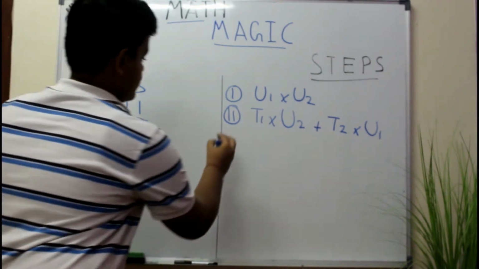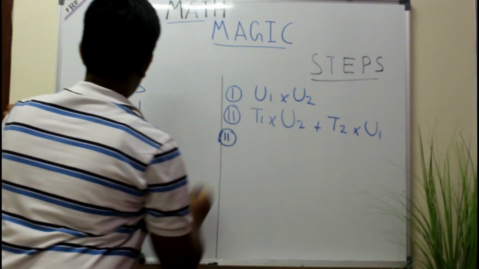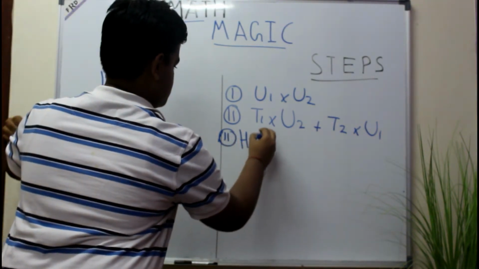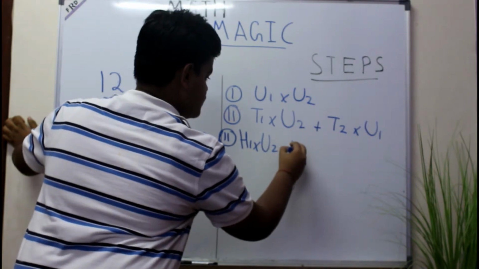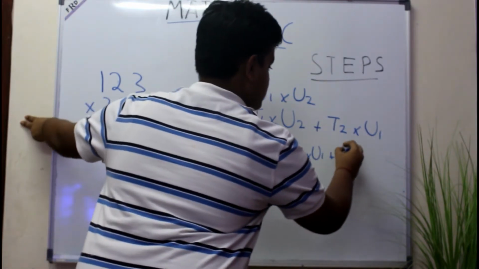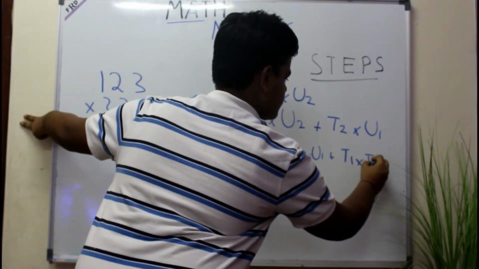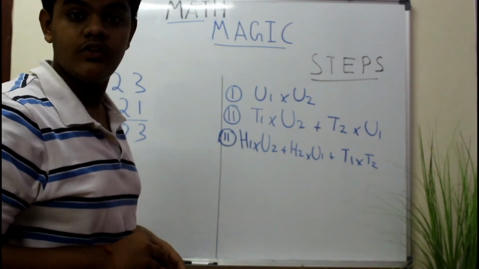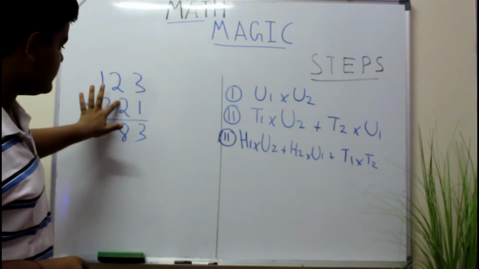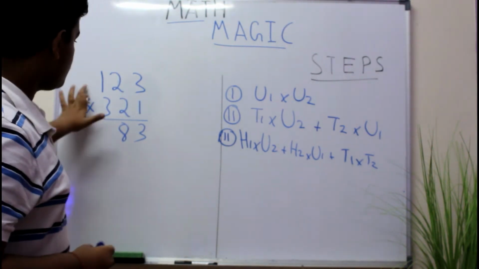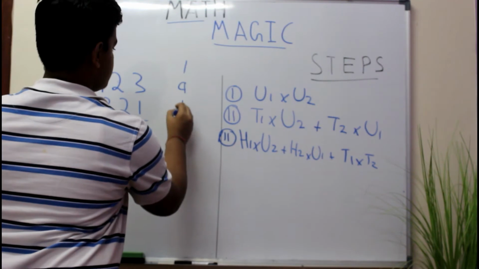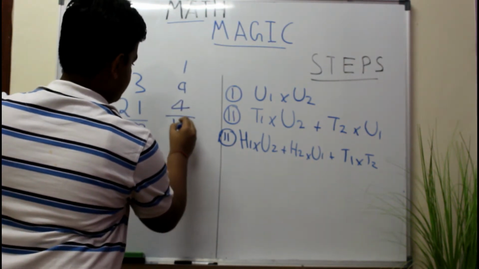The next step is to multiply H1 into U2, add it with H2 into U1 and add it again with T1 into T2. This looks a bit complicated, but this is also simple. It is this into this, this into this, and this into this. We need to add all of them. So 1 into 1 is 1, 3 into 3 is 9, 2 into 2 is 4. So 1 plus 9, 10 plus 4, 14.